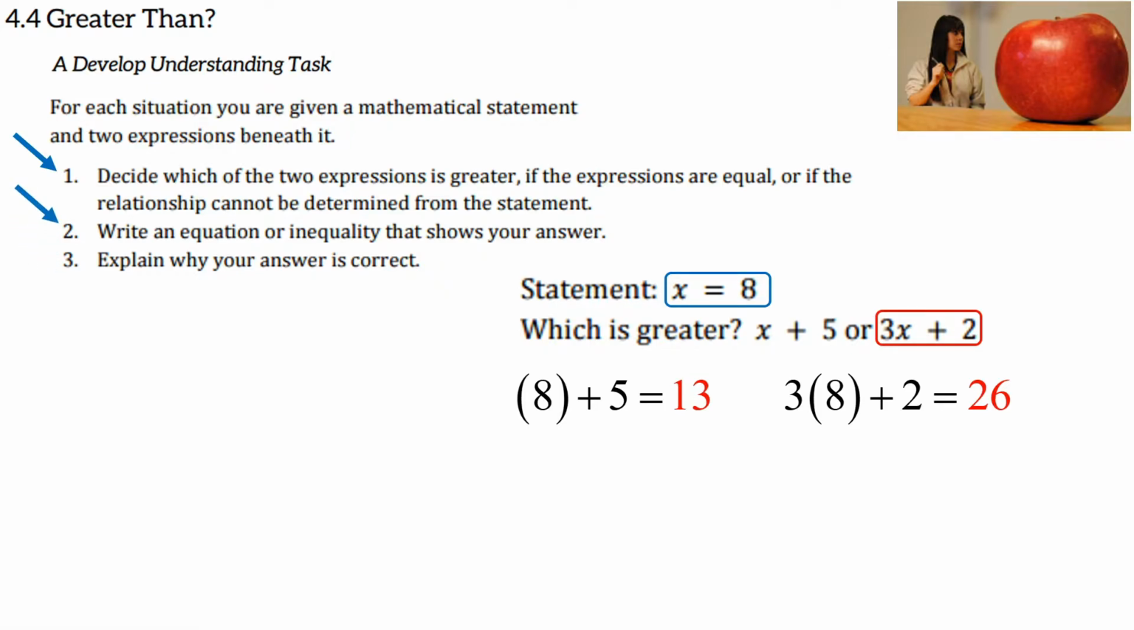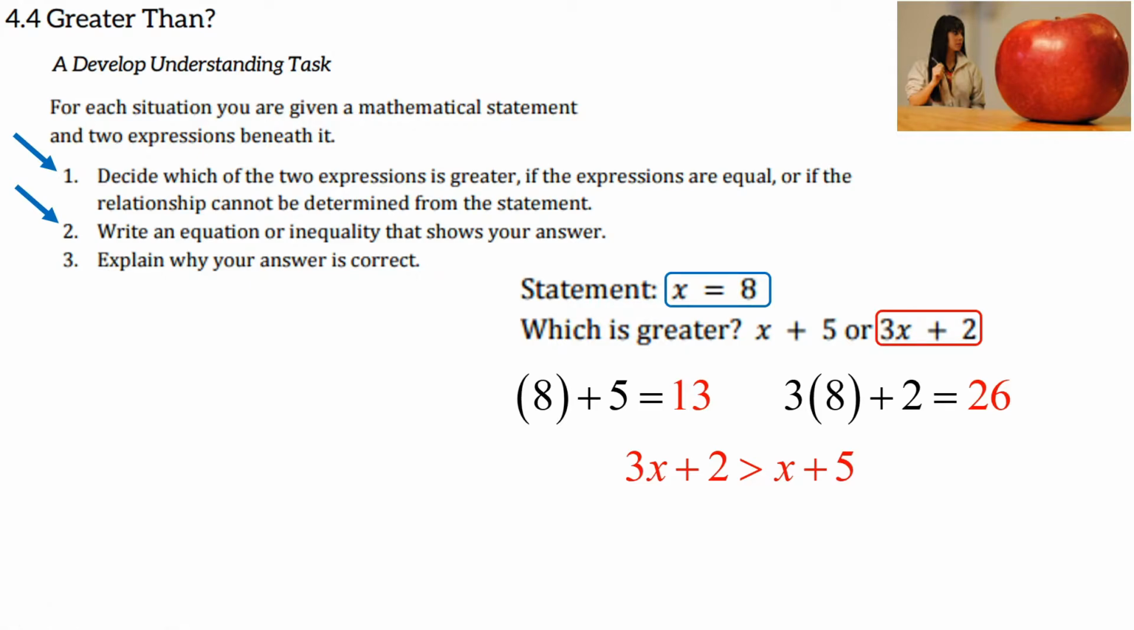So let's write an equation or inequality that shows the answer. Let's just say 3x plus 2 is greater than, and this is the symbol for greater than right there. Remember, your middle school teacher probably talked about this being the mouth of an alligator, and the alligator wants to eat the bigger dinner. So 3x plus 2 must be greater than x plus 5 because this alligator wants the 3x plus 2. All right, there we go.